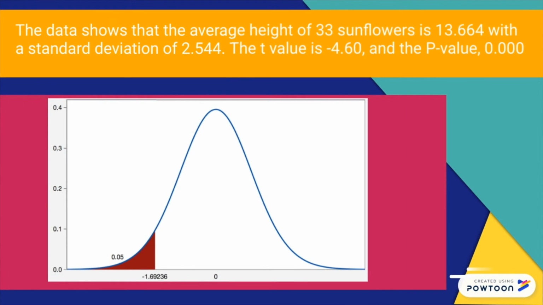The data shows that the average height of 33 sunflowers is 13.664, with a standard deviation of 2.554. The t-value is minus 4.60 and the p-value is 0.